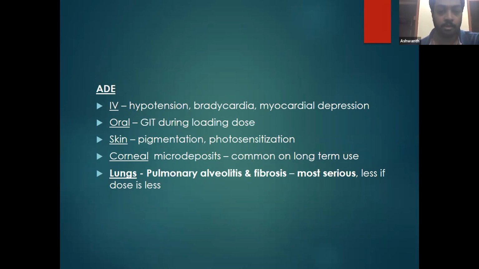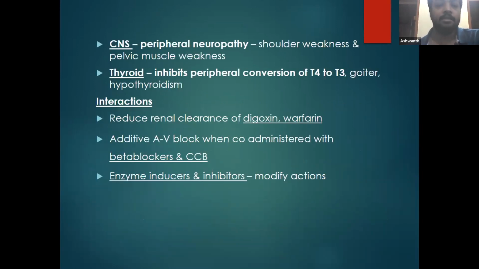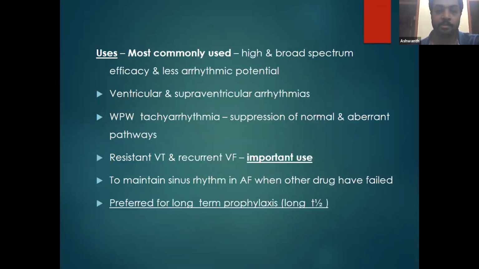On the skin it causes pigmentation and photosensitization, and corneal microdeposits are seen, common on long-term use only. On the lungs it causes pulmonary alveolitis and fibrosis, the most serious dose-dependent effect. In the CNS it causes peripheral neuropathy, shoulder weakness and pelvic muscle weakness, and on the thyroid it inhibits peripheral conversion of T4 to T3 and causes goiter and hypothyroidism. Interaction: it reduces renal clearance of digoxin and warfarin, and has additive AV blockade when co-administered with beta blockers and calcium channel blockers, and enzyme inducers or inhibitors modify its actions.